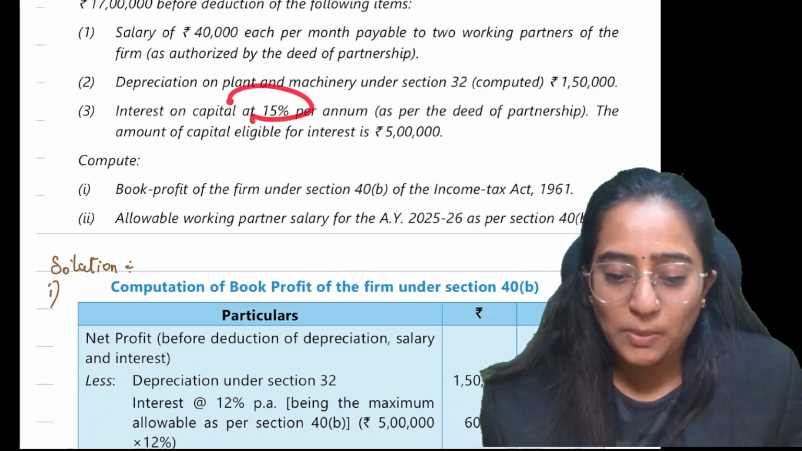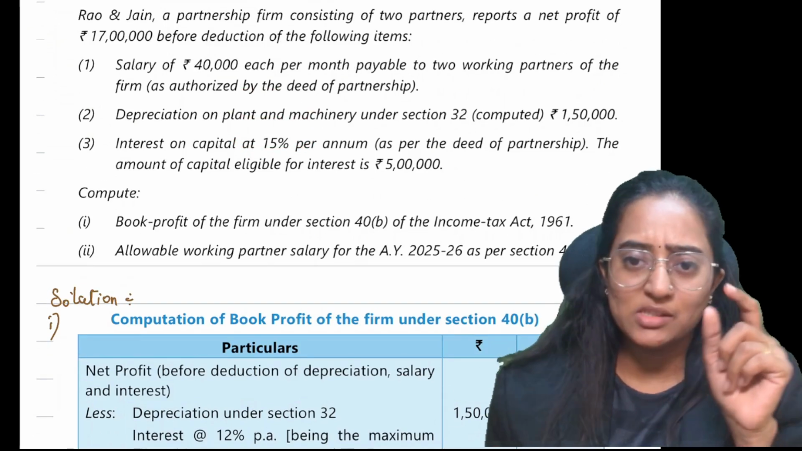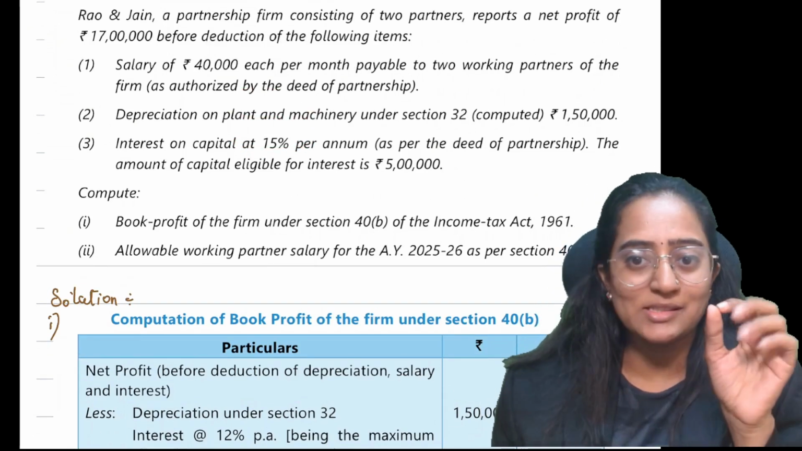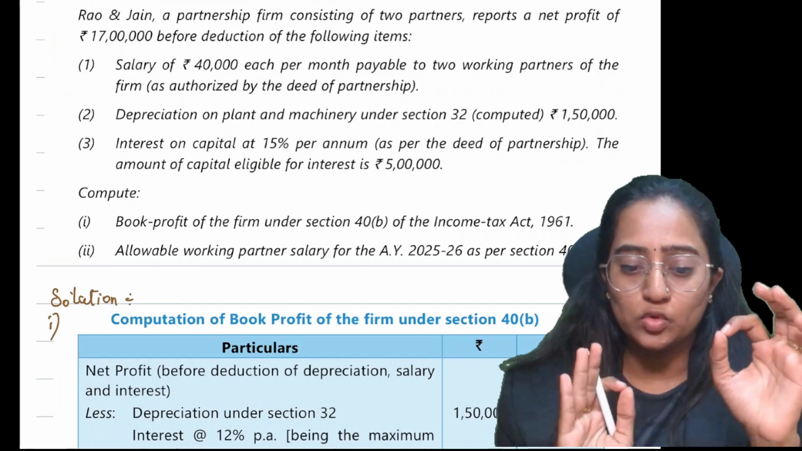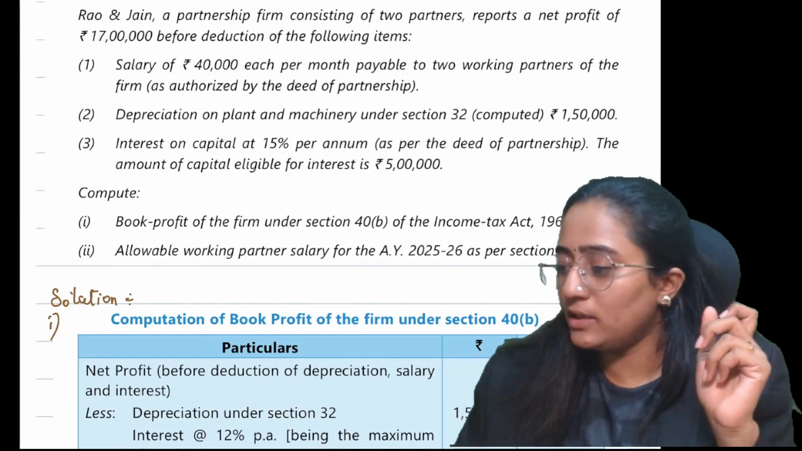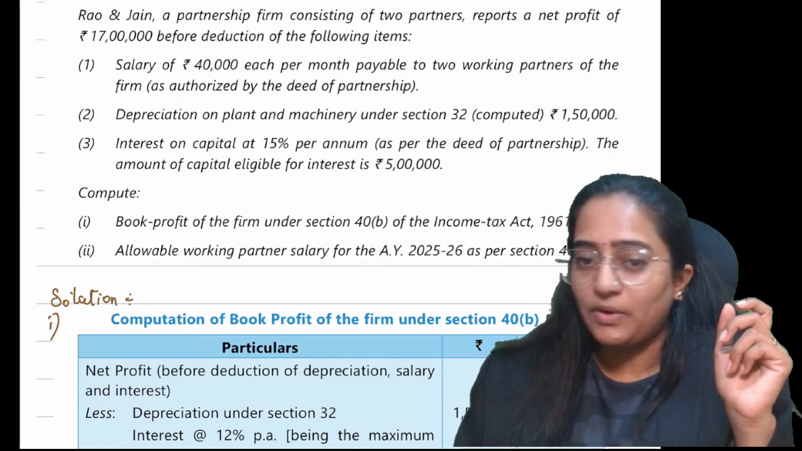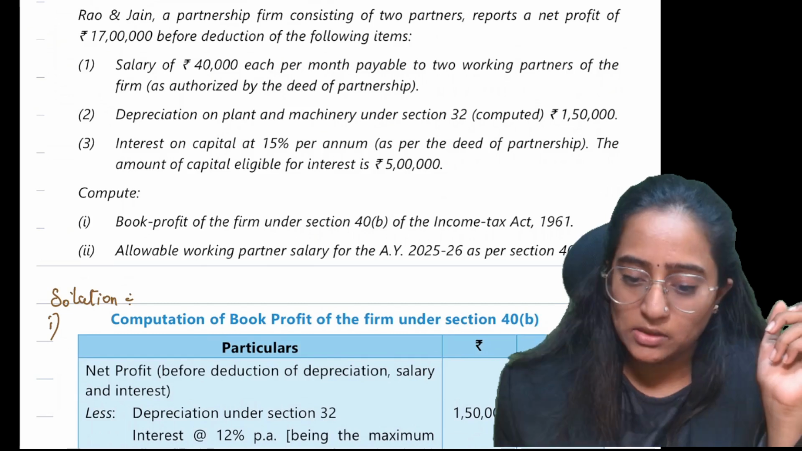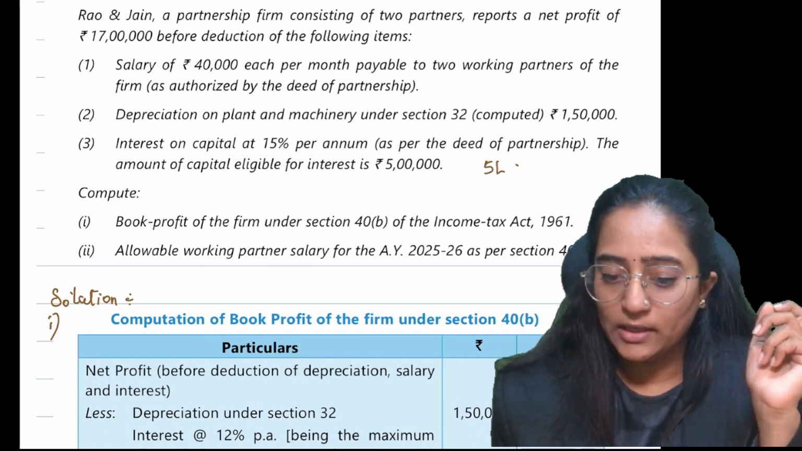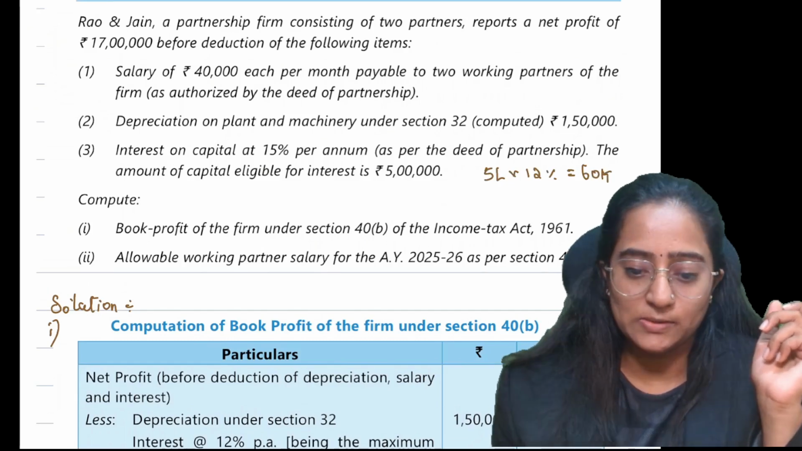What is the interest they are paying? 15%. Tell me, how much is the interest which is allowable? Only 12% is allowable. So the excess of that is going to be disallowed. You will do it now. 5 lakh into 12% is going to be how much? 60,000, which is going to be allowed as deduction.